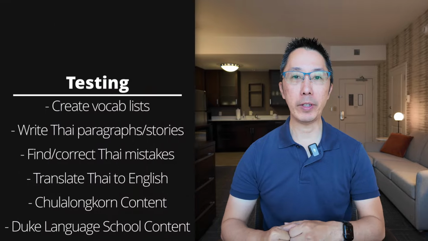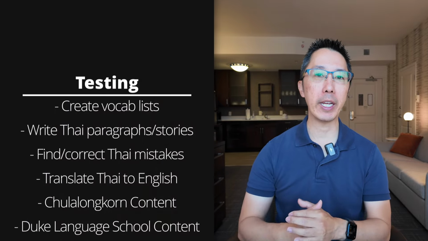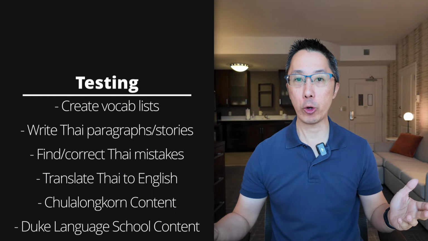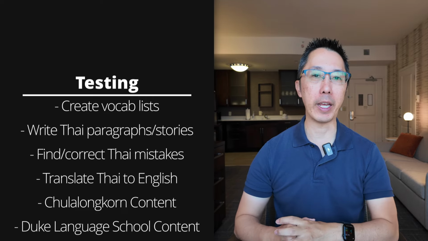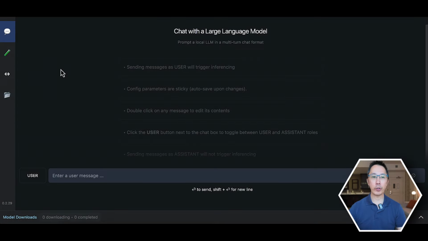First, we're going to have it give us some vocabulary words in Thai. Second, we're going to have it write a paragraph. And then we'll throw something from Chulalongkorn University and then Duke Language School. We're going to go to AI chat, click new chat, and then you're going to type in or paste your stuff down here. Please give me 10 Thai vocabulary words relating to food.